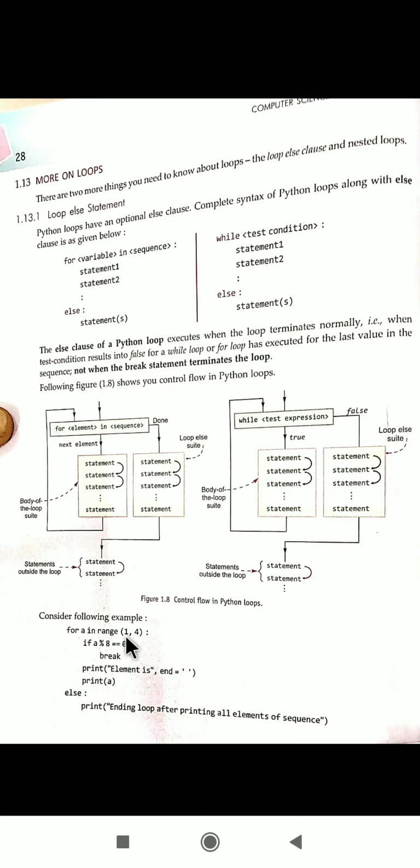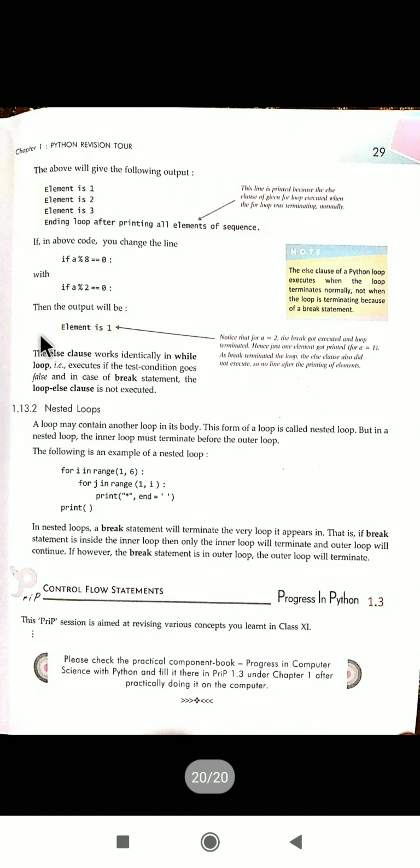Then next time the value will be 2. So 2 mod 2 is 0. This is not 8 now, this is 2. Fine, 2 mod 2 is 0. Is it equal to 0? Yes. So it will break. Now if it breaks, the else will not get executed. Fine, so your output will be element is 1.